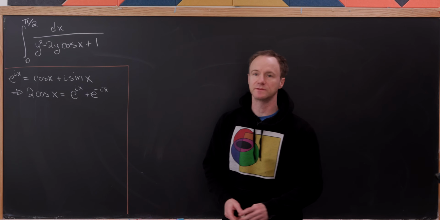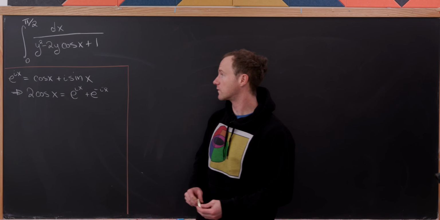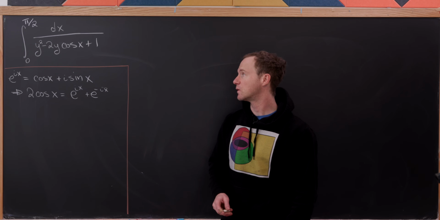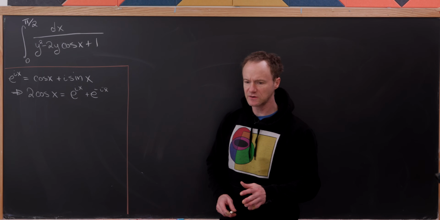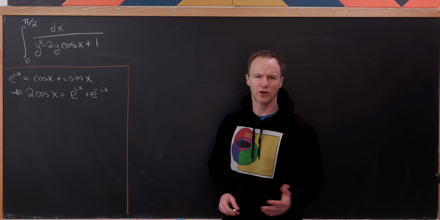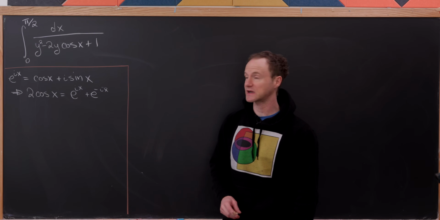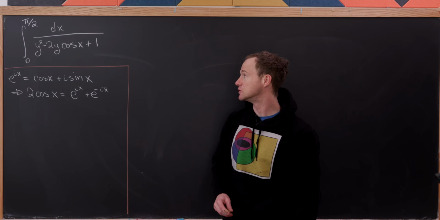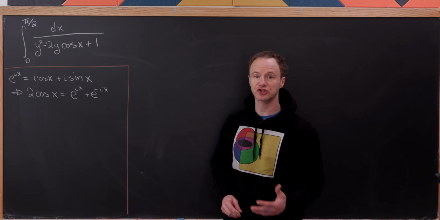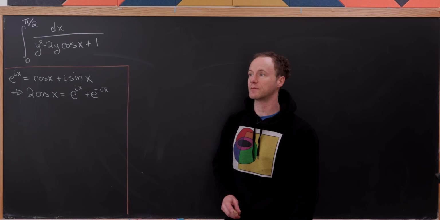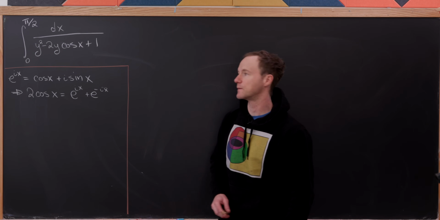We have the integral from 0 to pi over 2 of dx over y squared minus 2y cosine x plus 1. So observe that we have this parameter y in the mix, but at the heart of it, this is an integral with respect to x. So our first method will be to start with Euler's formula for the complex exponential and then go from there.